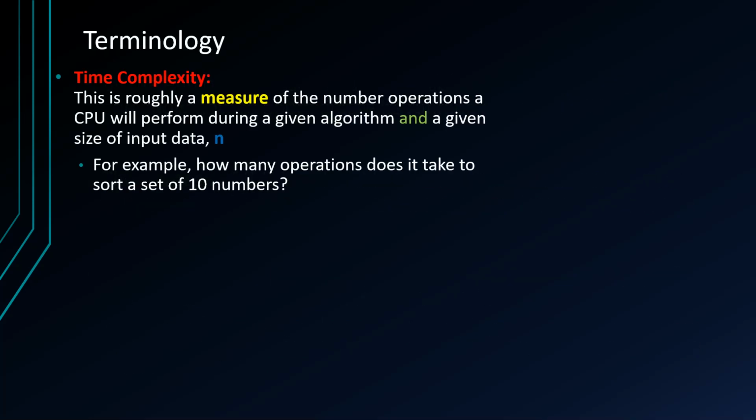So we've got to look at a few new terms that we haven't seen before, just so we can understand what this whole discussion is about. So the idea of time complexity. This is roughly a measure of the number of operations a CPU will perform during a given algorithm and a given size of input data, n. N is the general term we're going to use for the number of items we're working on. So for example, how many operations does it take to sort a set of 10 numbers? In that case, your value of n is 10. So it's always about the input size. How big is our input size?